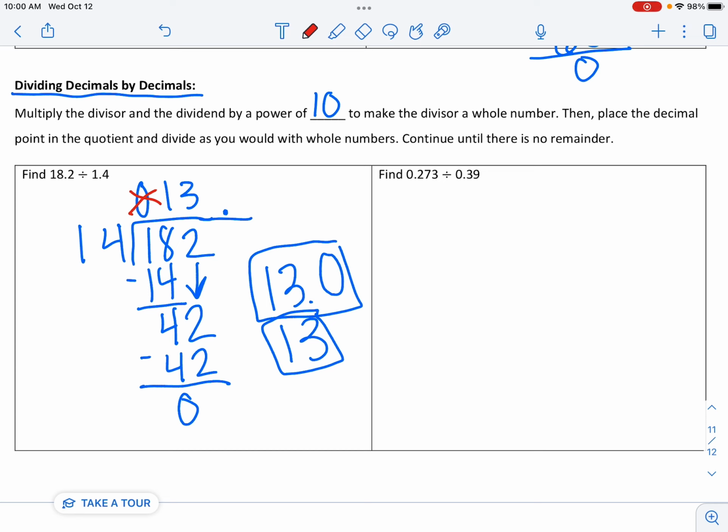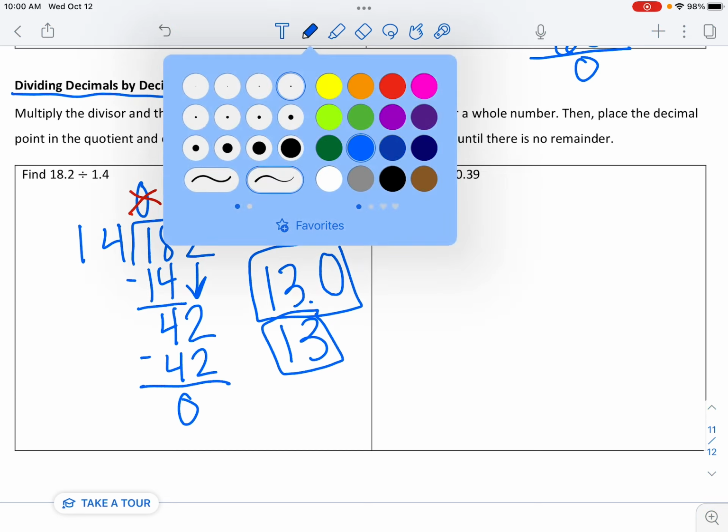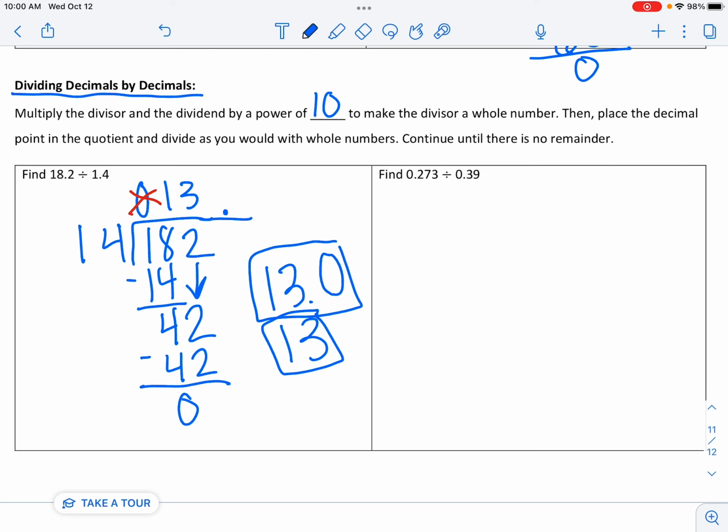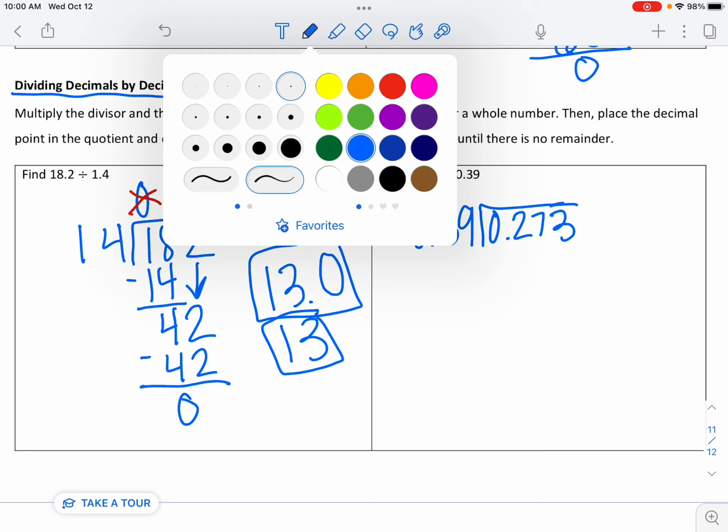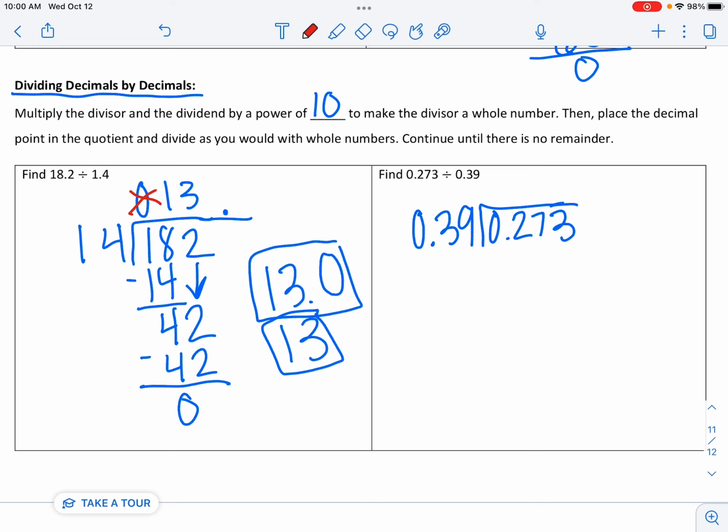All right. Next, we have 0.273 divided by 0.39. So I have 0.39 and 0.273. In this one, we have to multiply our 39 by 100 because 0.39 times 10 is 3.9. So we had to move our decimal 2 times to make it a whole number. Remember, the whole goal is just to make it a whole number.